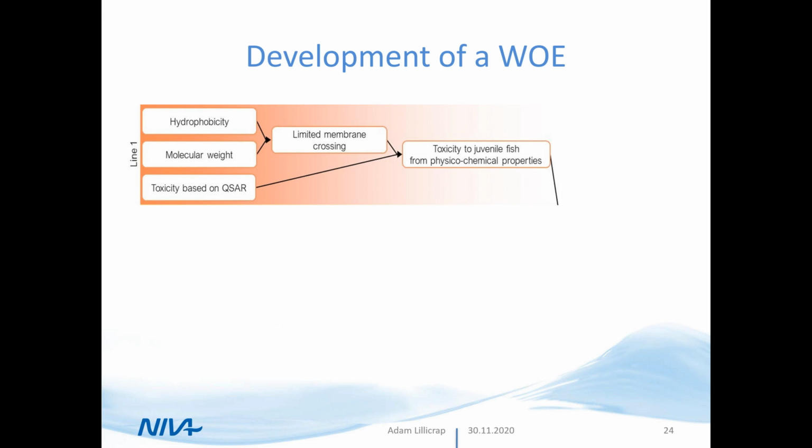Also, then we looked at molecular weight. Again, this is also considered to be, I wouldn't say guaranteed, but a regulatory accepted cutoff value, and particularly at the European Chemicals Agency, the guidance documents there use this as a cutoff value to be able to predict whether or not there's going to be limited membrane crossing. And from those little points that we've put together in line 1, we can make some assumptions towards whether or not we can predict the toxicity to juvenile fish from the physical chemical properties.